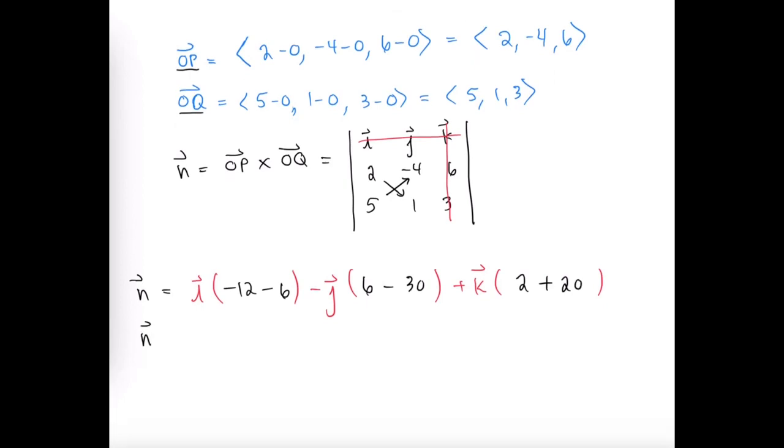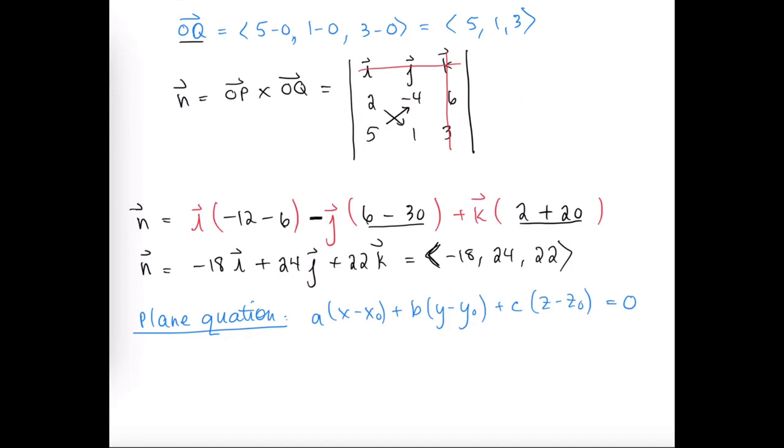So our normal vector is going to be, the scalar is negative 18 multiplied by my i vector. We have negative 24 in here, but then another negative from outside, so this is going to be plus 24j. And then 2 plus 20 is going to be 22k. This is the normal vector in ijk notation. We can also write that using pointy bracket notation, which is going to just be the components, negative 18, 24, and 22.